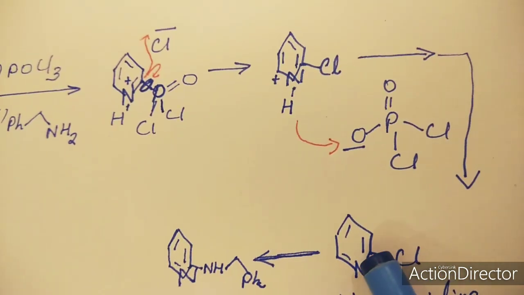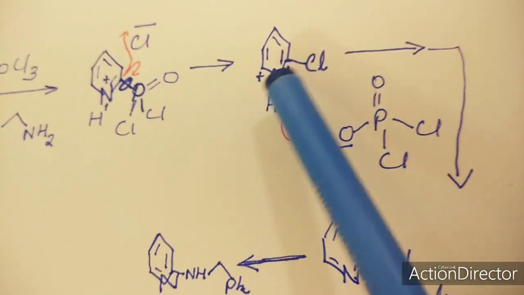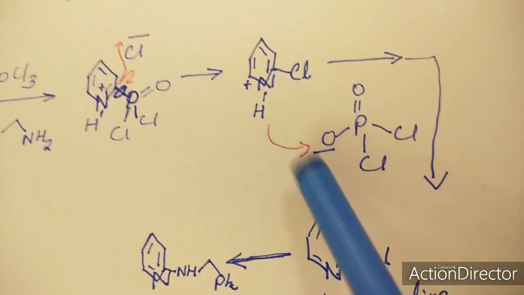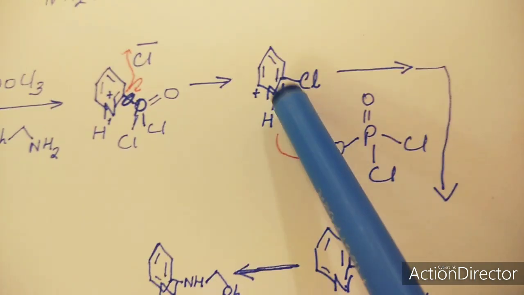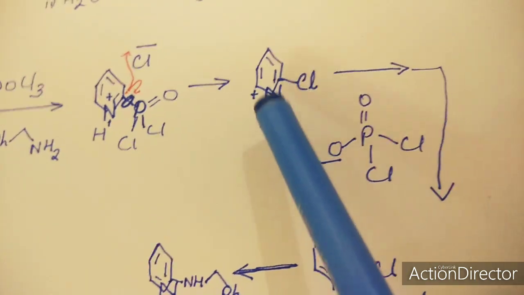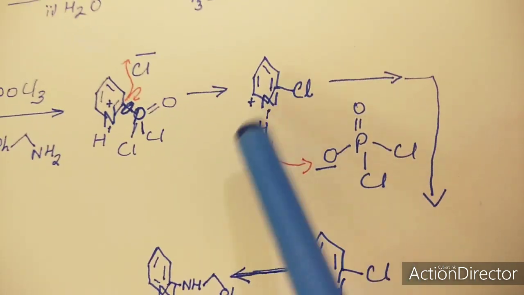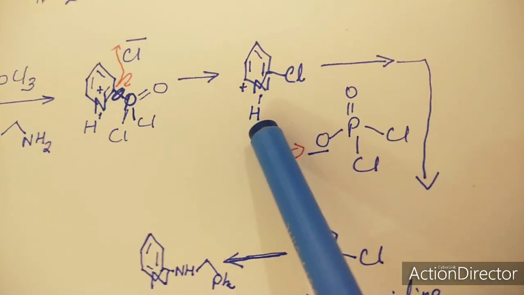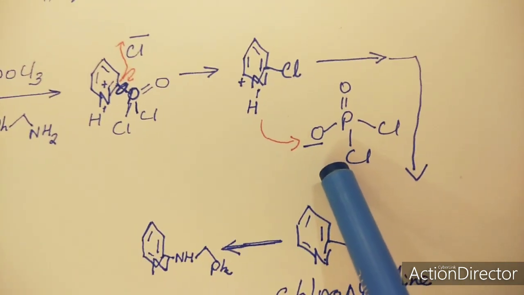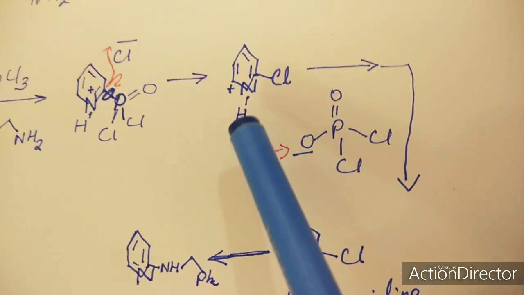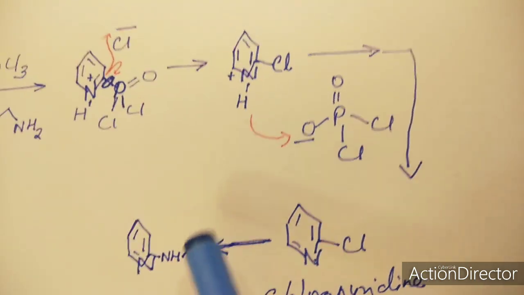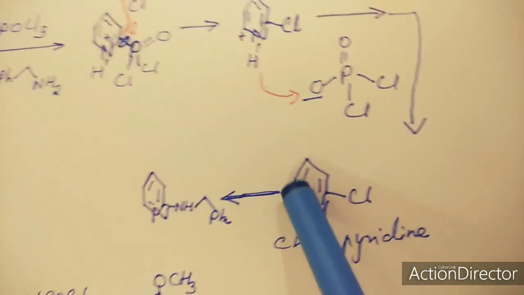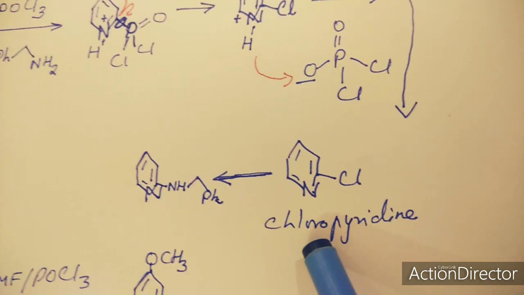Hence, once this has been formed, this has a positive charge here, and this H over here is highly acidic, because this is positively charged and moreover attached to this electronegative group. This positive charge can be dispelled because this H will be abstracted by the PO2Cl2 O negative here. So when O negative takes this H positive, we get total aromatization, and we get this chloropyridine.